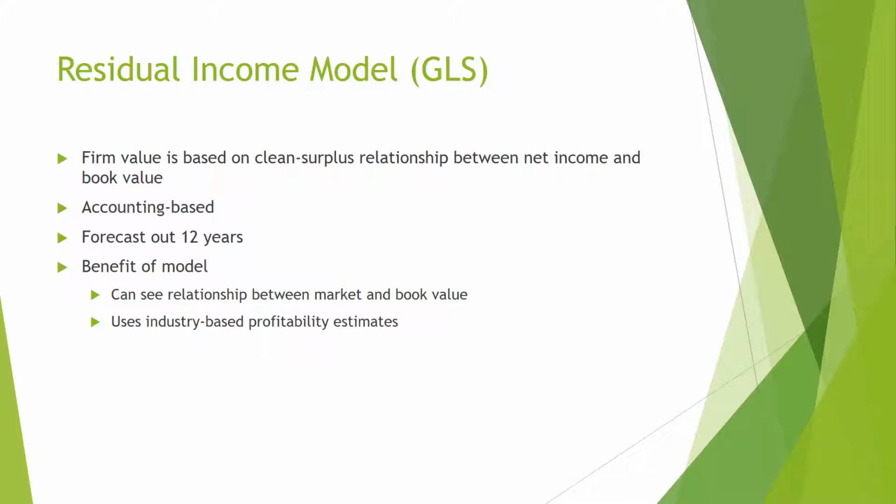The second bucket here is the residual income model, in which the firm value is based on a clean surplus relationship between net income and book value. If you think about it in accounting terms, book value, without any extra things added to it, equals the increase in net income minus dividends. So the more you can increase net income and not increase dividends nearly as much, or hold dividends stagnant, you should be able to increase book value and therefore increase the value of the firm.